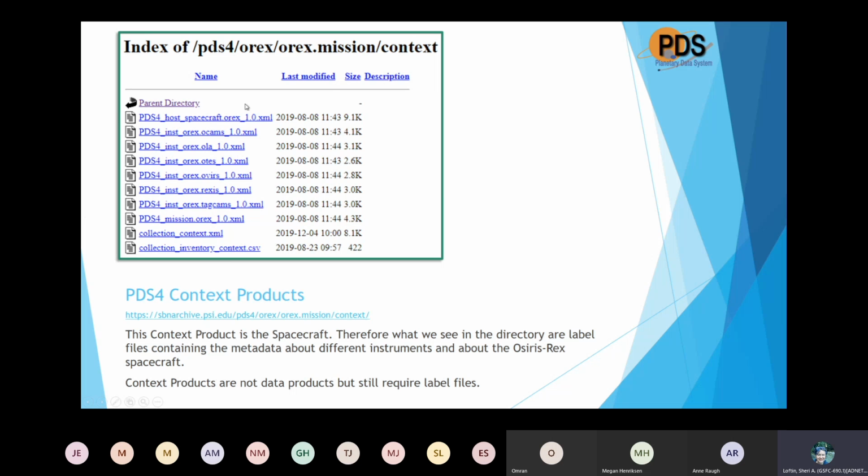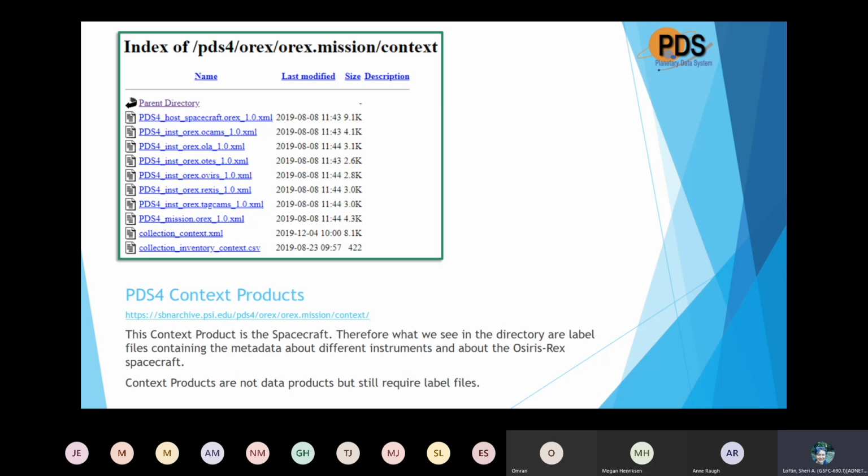So if you look here, this is within the OREX mission bundle, and that's our context products collection. And so there's a description for the spacecraft. There's a description for each of the instruments. I don't see it here, but one would think there could be an actual context product for Bennu, because that's where it's going. Or I think that it's actually there. It's just picking out its place to land.